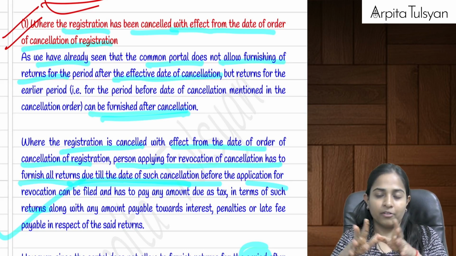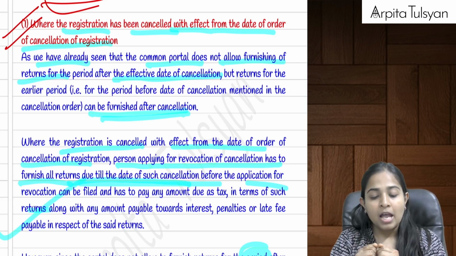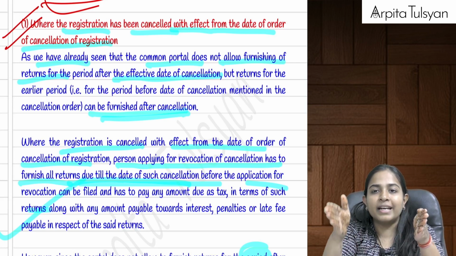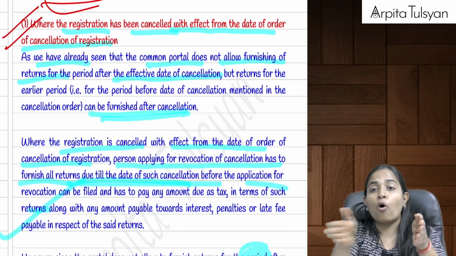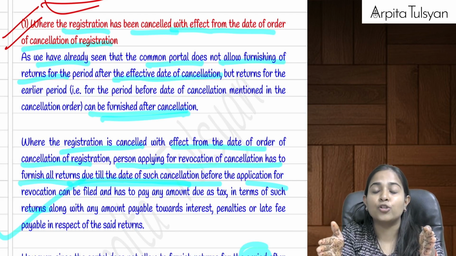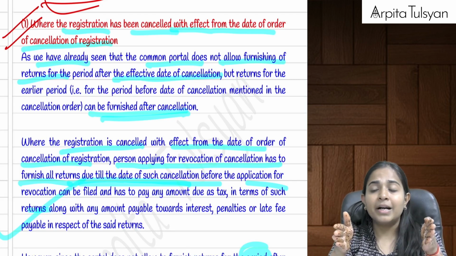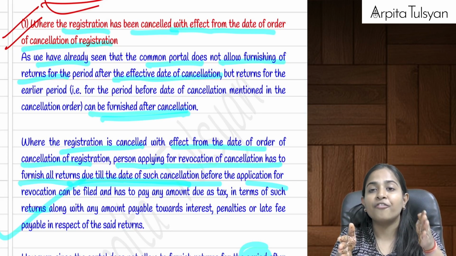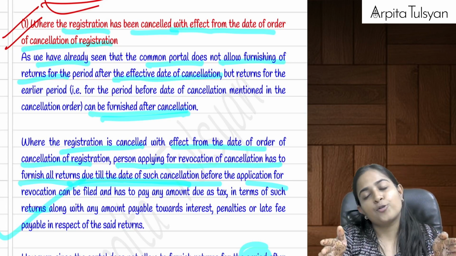See the difference between the GST law and the GST portal. GST law says that if your registration has been cancelled and you are going for revocation after, let's say, 90 days or 180 days, then you have to file all the returns till the date of making the application of revocation. Then only will they accept your revocation application. But on the GST portal, I saw that it was not allowing me to file the returns for the periods after cancellation. So they said, okay, no problem.